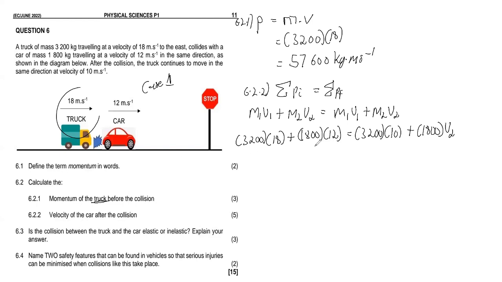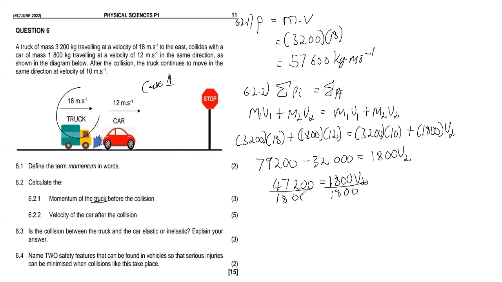Now, if we punch all this into our calculator, we have 79,200. And then if you multiply this, this is 32,000. So let's just transpose it right away. Then this is 1,800 V2. Now, subtracting the 32,000 here, we have 47,200 is equal to 1,800 V2, right? Then if we divide both sides by 1,800, we have our V2 is equal to 26.22 meters per second, right?